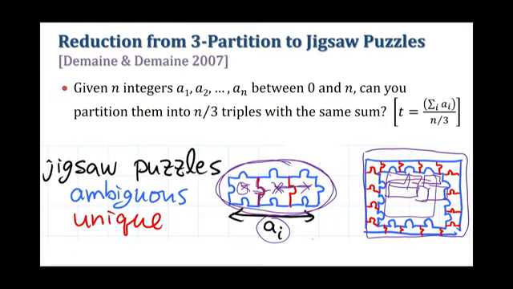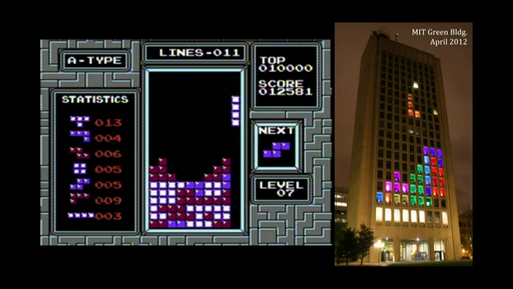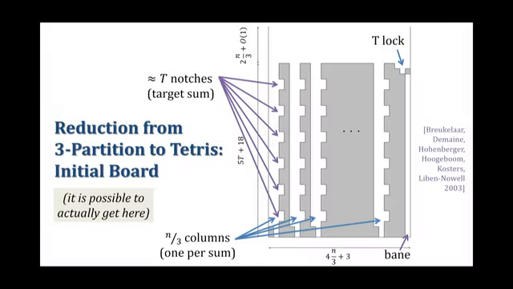OK, so that's an example of a reduction. If you believe that 3-partition is NP-hard, this proves to you that jigsaw puzzles are NP-hard, something you may not have known. Every time you solve a jigsaw puzzle, you can feel good about yourself now, especially if it has ambiguous mates. Next is Tetris. So here is a reduction from the same 3-partition problem, which is one of my favorite problems, to Tetris. It starts out with this strange board.